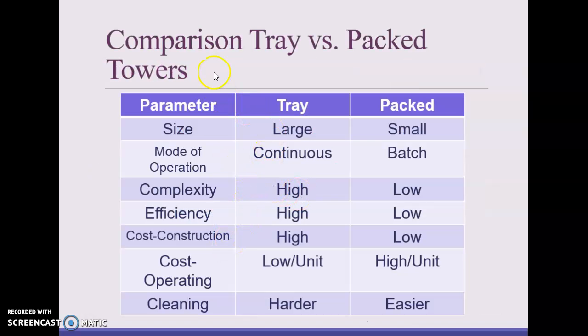Okay, so let's explain a comparison of tray versus packed. If you have a large column, you would want to use the tray. A small column, you might want to use packed. If you have continuous operation, it's tray. Batch would be packed. And then complexity is high for a tray and low for the packed. And then efficiency, again, is high for these, and they cost more, and low on this side. And cleaning is harder for the tray. Packing's easier. A lot of times you just dump them and then repack them.